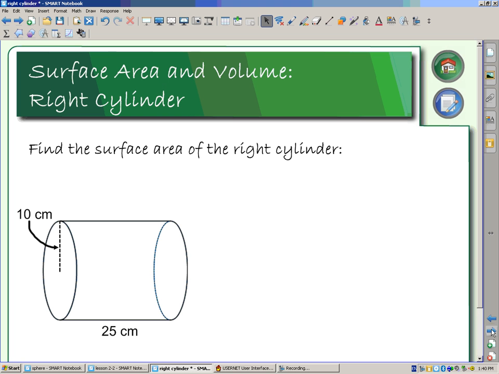So let's look at this question, shall we? It says, find the surface area of the right cylinder. And here I have a radius, and I have the full length of it being 25 centimeters. So remember, surface area, that is 2 pi r h, add 2 pi r squared.